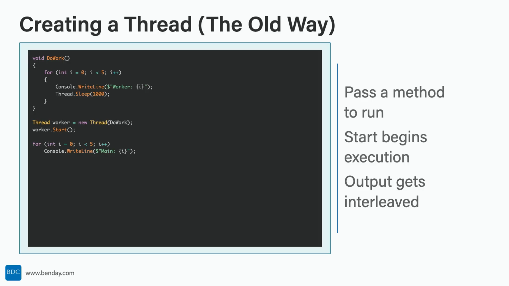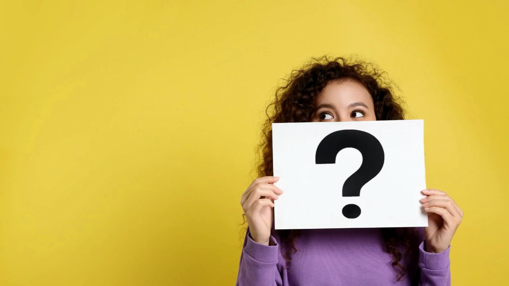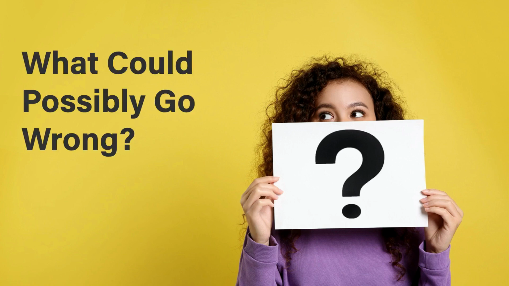Okay, this works, but it's primitive. Modern C# has tasks which are way better, but first you need to see what goes wrong with threads. Here's a question that keeps developers up at night. What happens when two threads try to update the same variable at the same time?